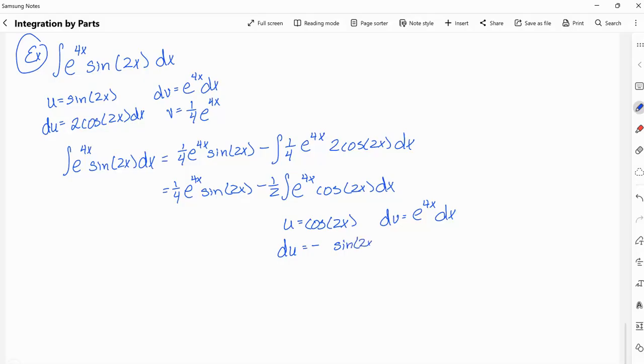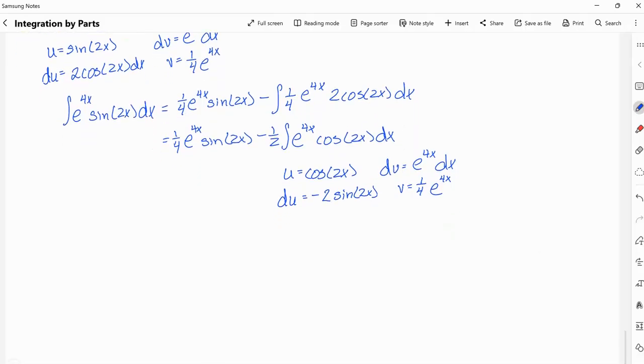And sorry, I said that wrong. When I take the derivative of cosine, it's negative sine, and the derivative of the angle is 2. When I integrate v, remember I would need a 4, compensate with a 1/4. So v is 1/4 e to the 4x. So I'm only doing by parts on this piece. That's important to remember. So this integral is going to be equal to this minus 1/2 times whatever this is.